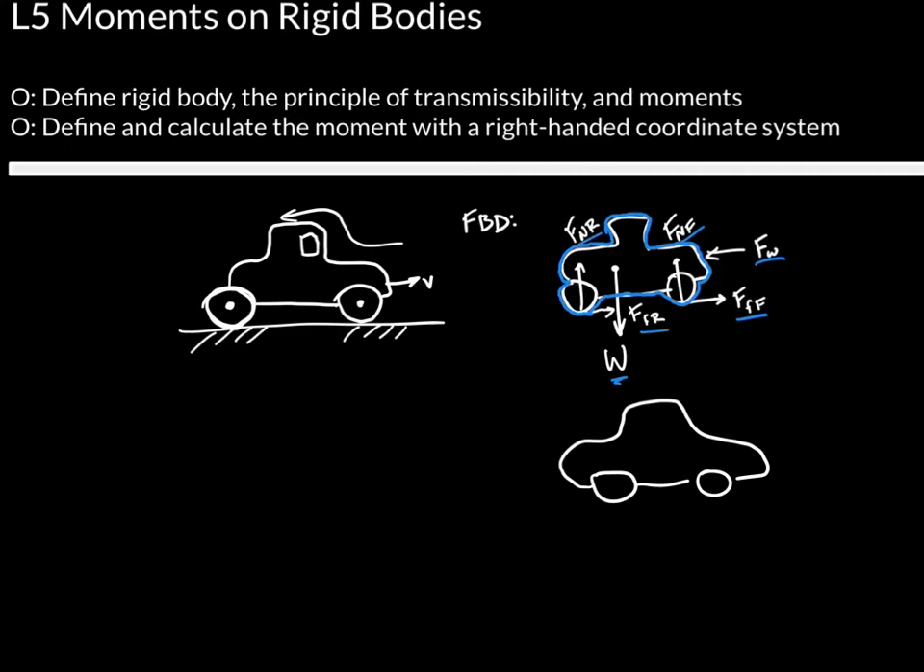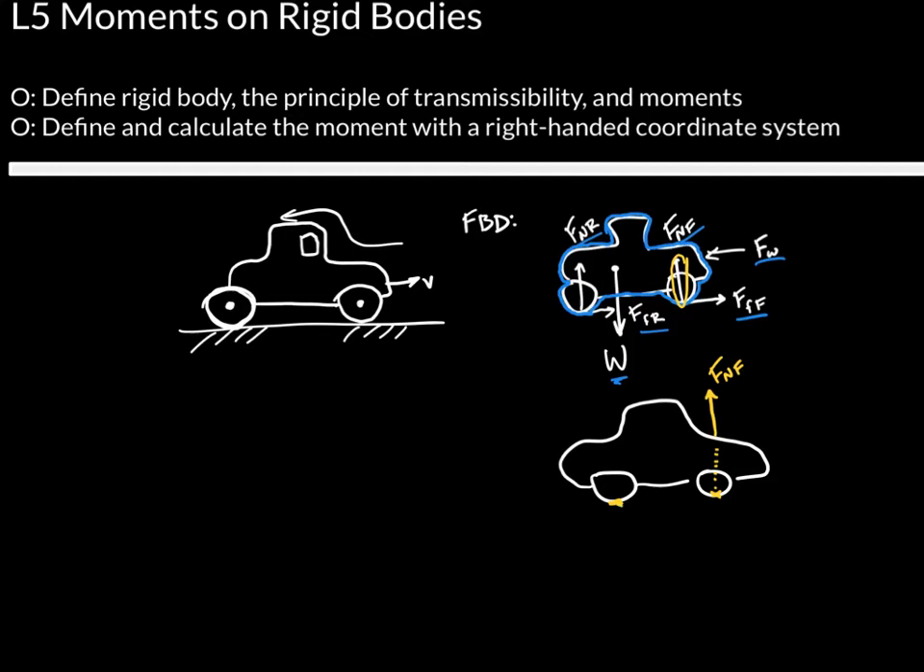Let's say I want to pick up this force right here. I can move it wherever I want along that line of action. So if it was acting right here, I could put it right here on my car, and I could call that the force of normal friction. I could basically move it from where it's actually acting to somewhere else, and it's okay. This is the principle of transmissibility, and I can do that with any of these.